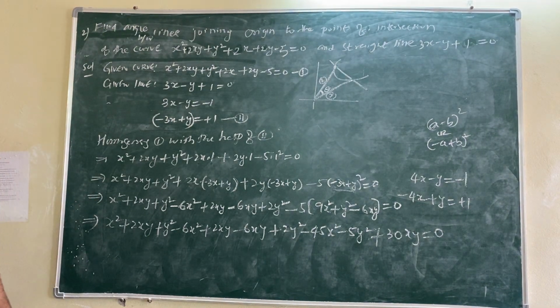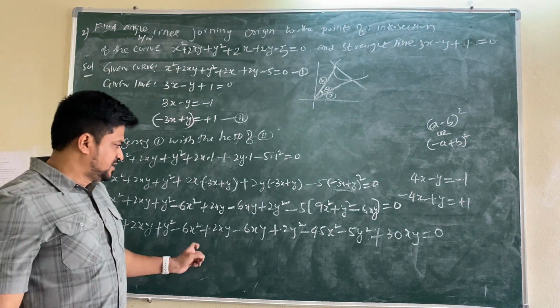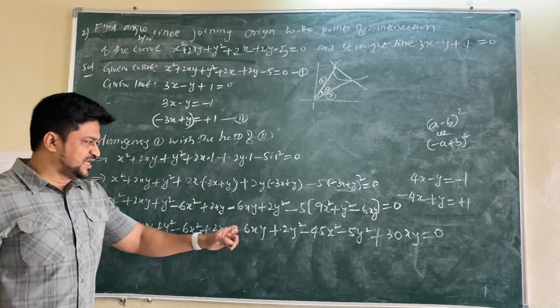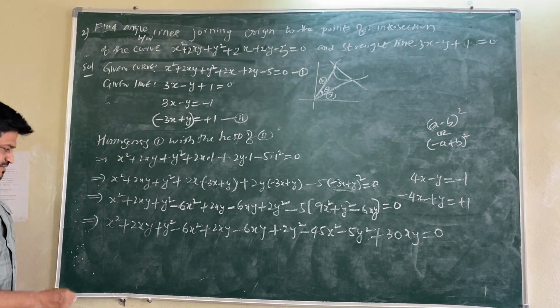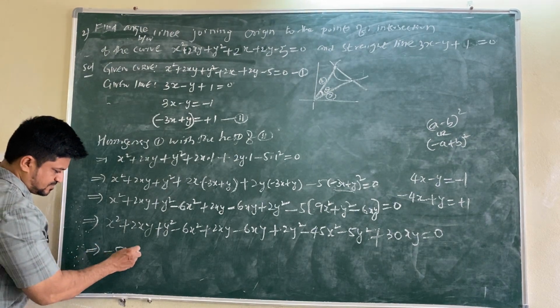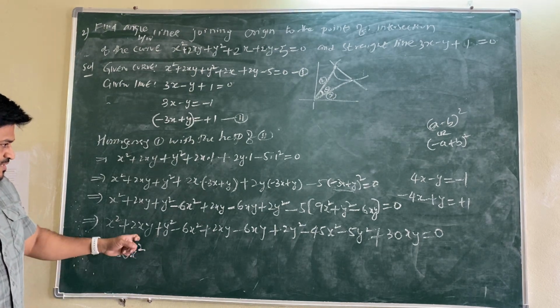Now check the x square values here. How many x squares are there? x square 45. 1x square is there, positive 1, 45, negative 6, negative 45. See, negative 6 and negative 45 means minus 51. Yes, plus 1. Minus 50x square. Then xy terms.